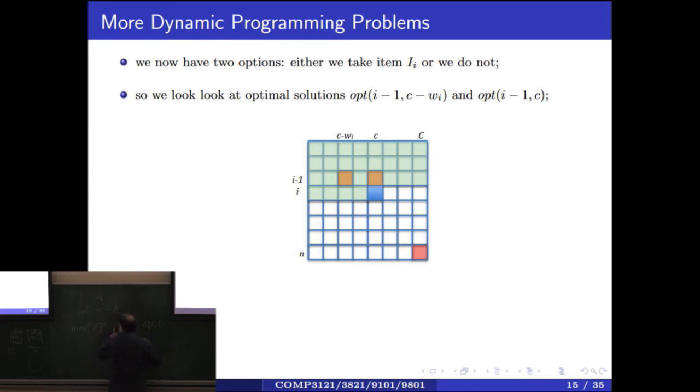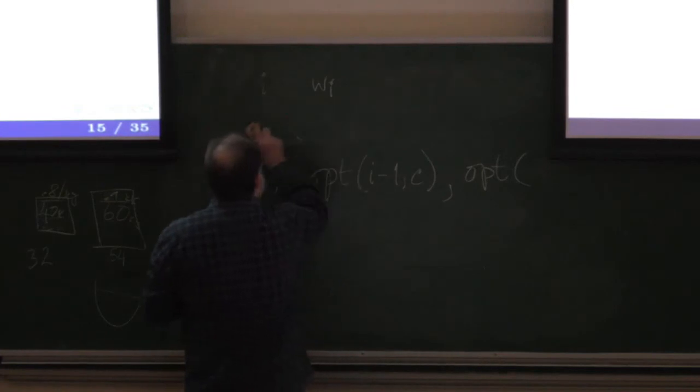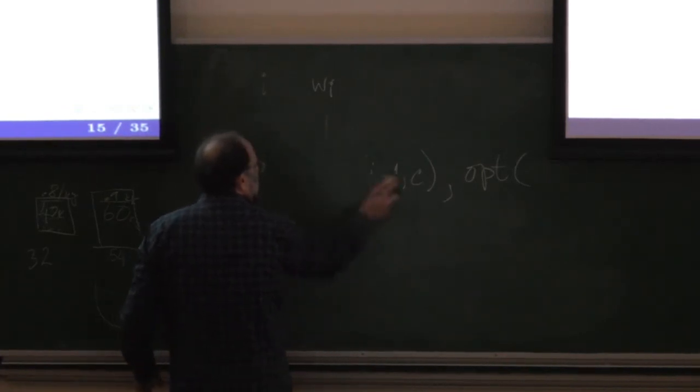So opt for the object here, it'll be, sorry. So opt of, so here we took objects only up to i minus 1. What am I doing? Sorry, I'm messing it up. Let me write it anew.